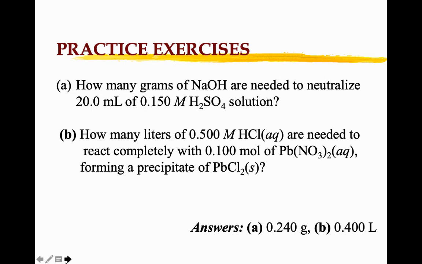So the answer for question A is 0.240 grams of sodium hydroxide, while for question B, it should be 0.400 liters of HCl. Okay, if you got these answers, congratulations, you're doing a great job. If not yet, don't worry, you're on the way, and you can revisit your answer, reflect on what might have gone wrong, and then try to work it out again.